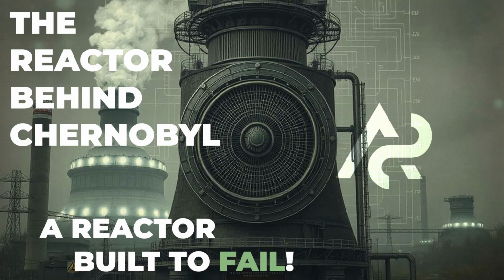What were the most significant changes made to these reactors? One of the most crucial changes was the addition of more control rods to the reactor core. Remember, the original RBMK 1000 design had a relatively small number of control rods, which limited the operator's ability to control the nuclear reaction quickly and effectively.